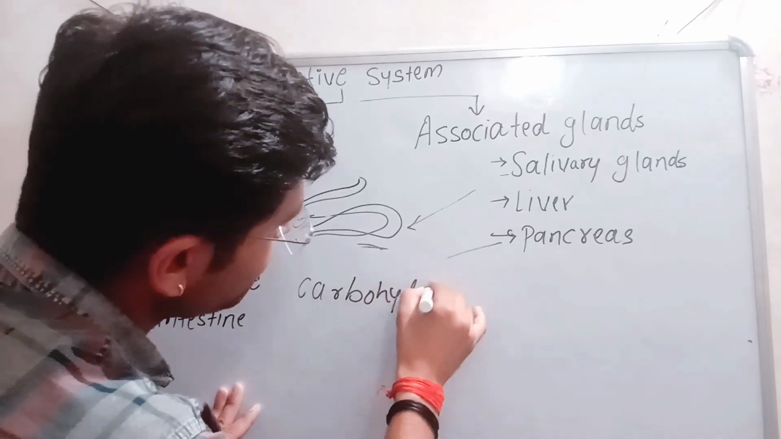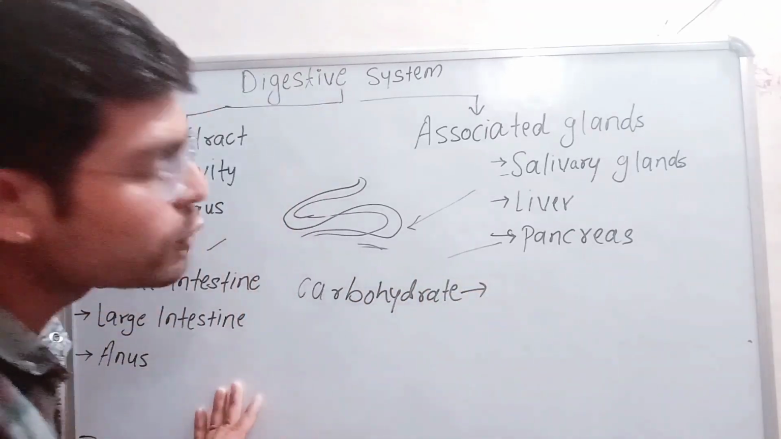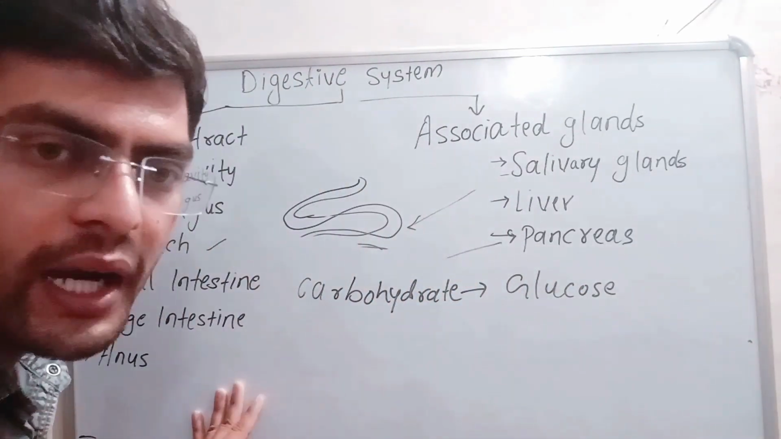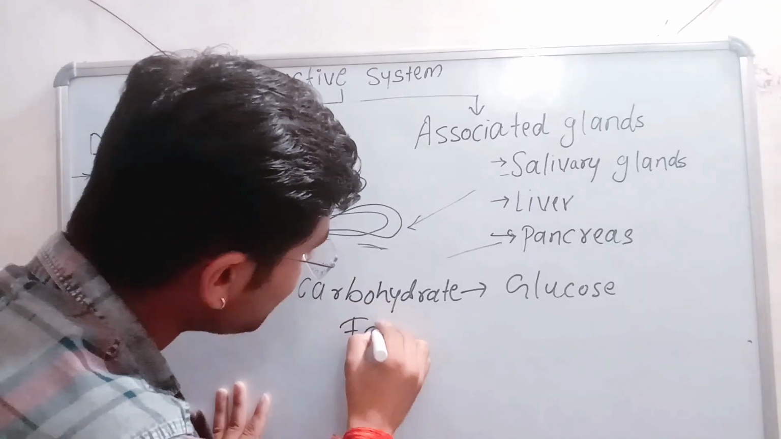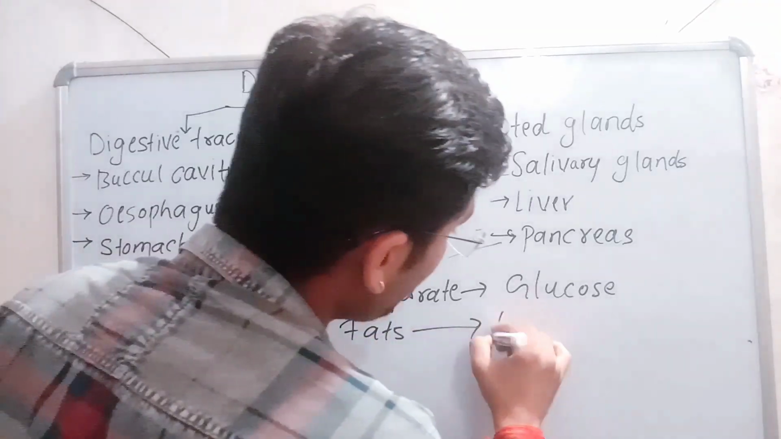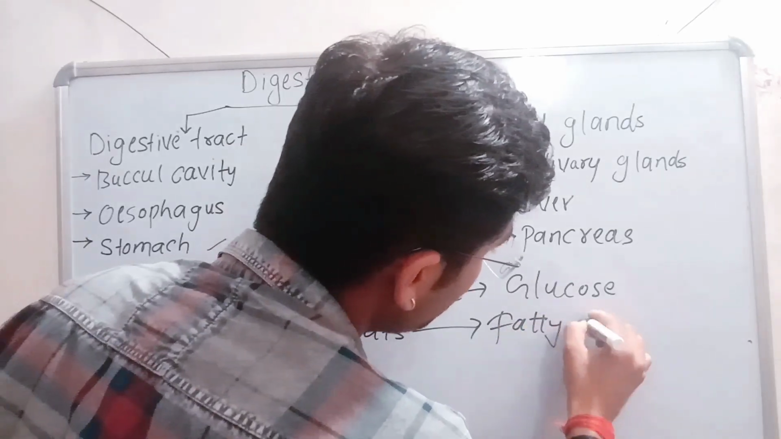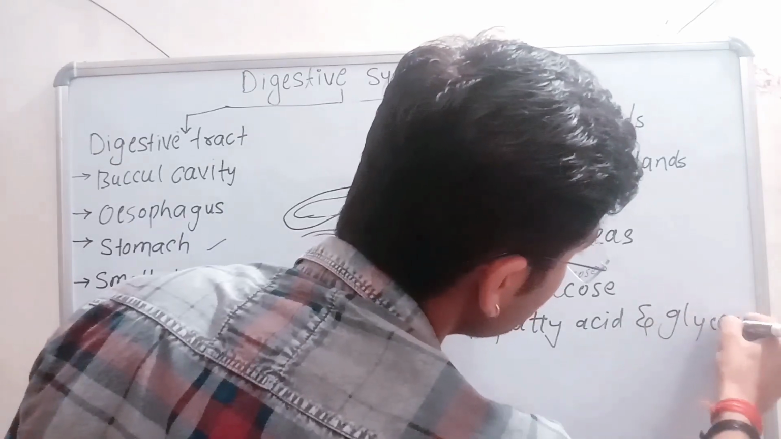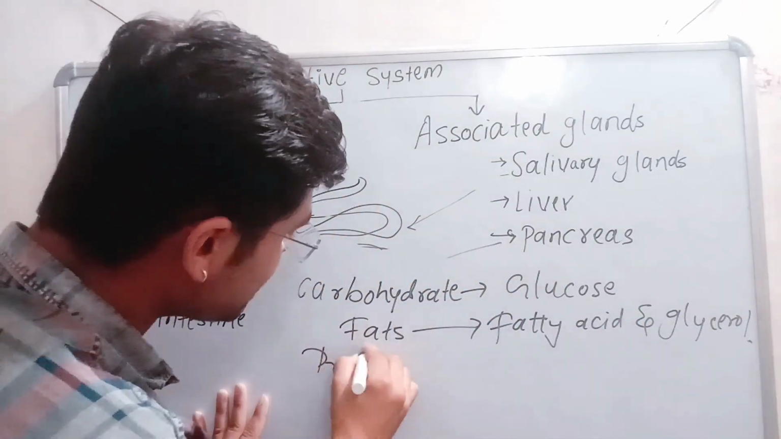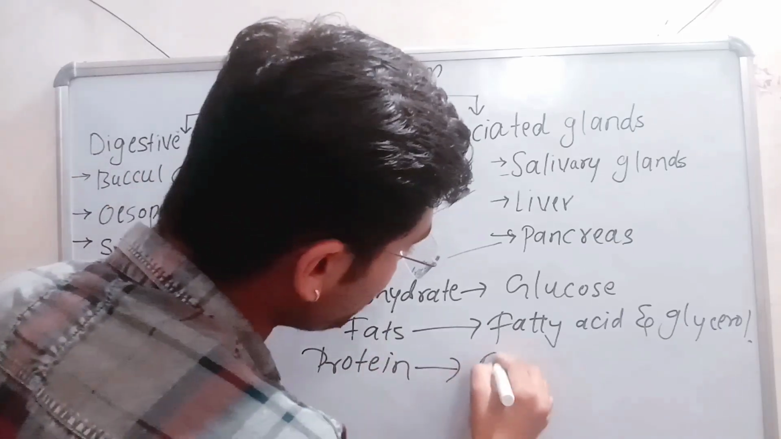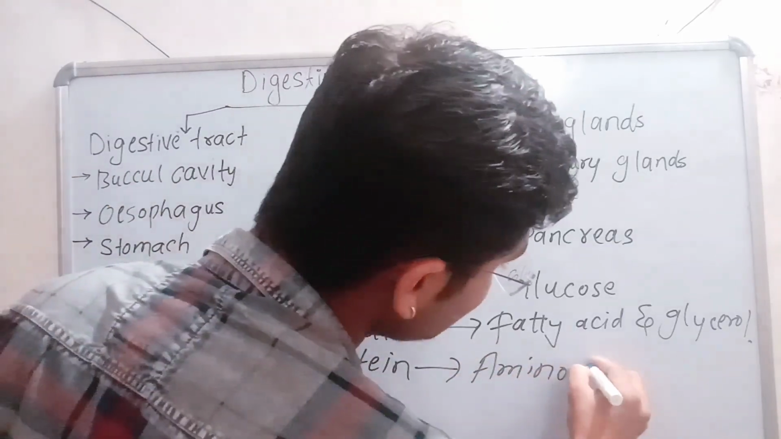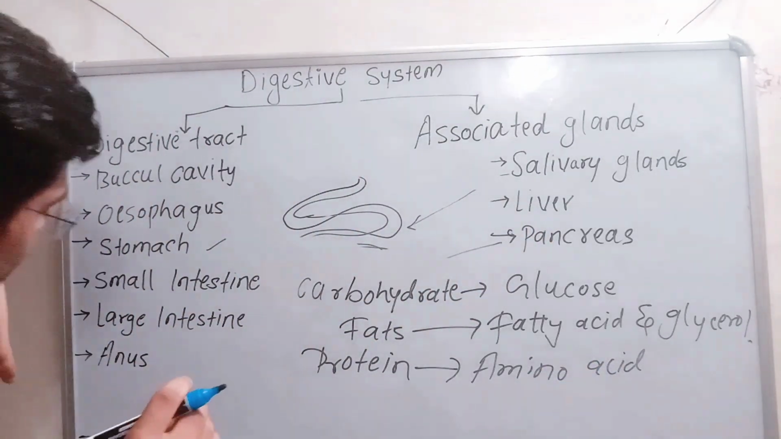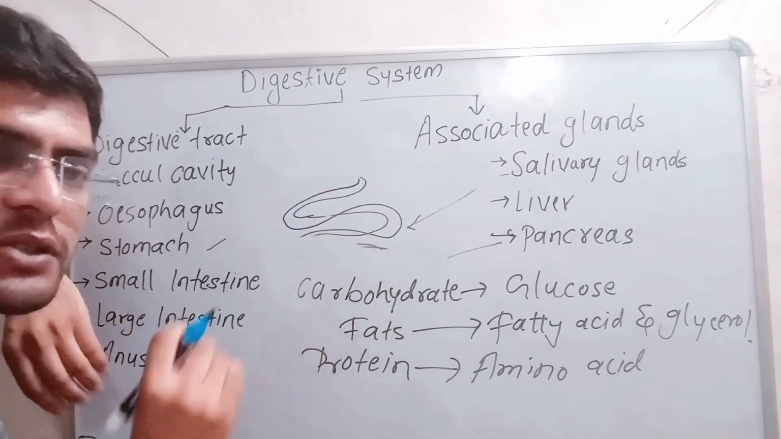In the small intestine, carbohydrates get converted into glucose. We know that glucose is the simplest unit of carbohydrates. Fats get converted into fatty acids and glycerol. And proteins get converted into amino acids. We know that amino acids are the simplest unit of proteins. So the complete digestion of food happens in the small intestine.